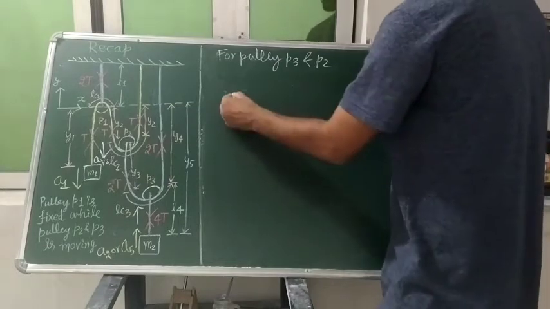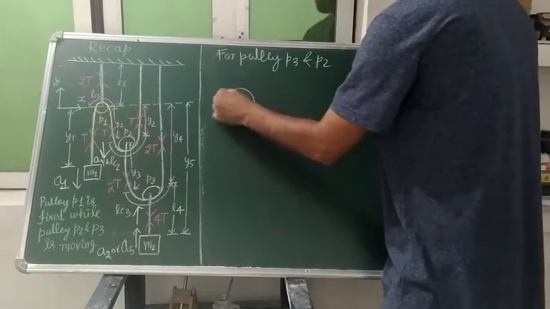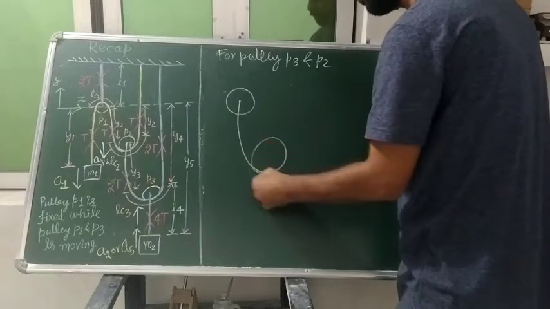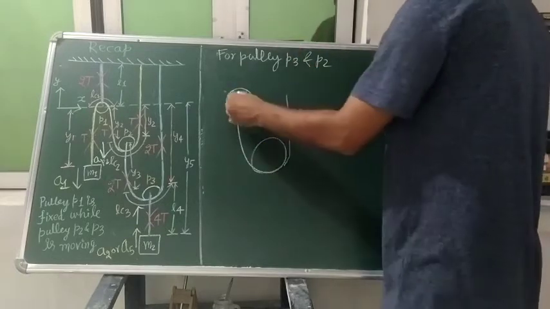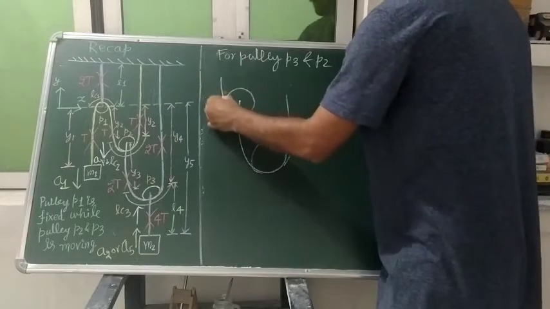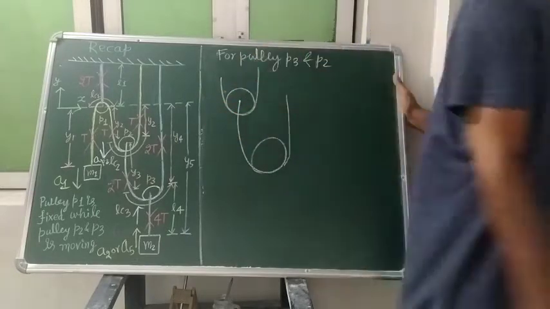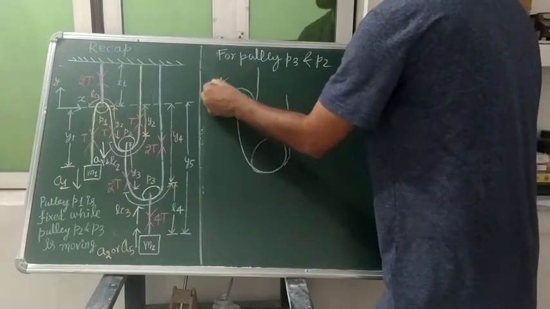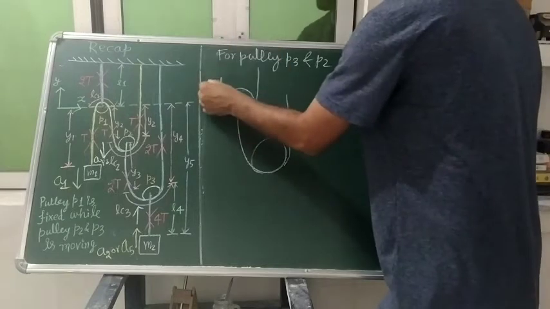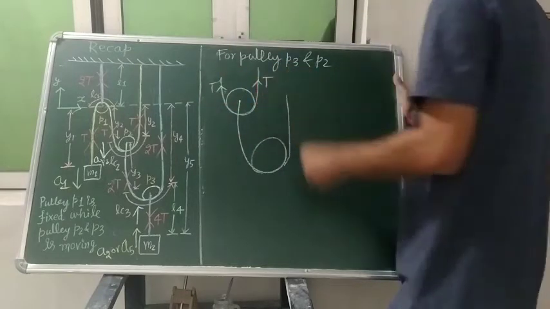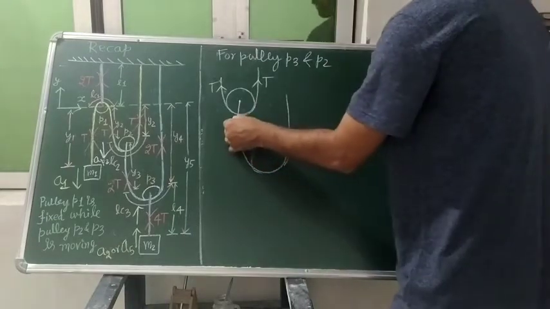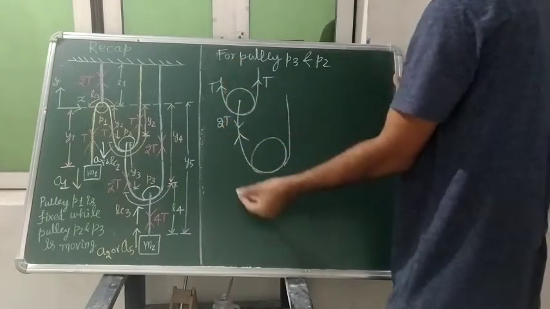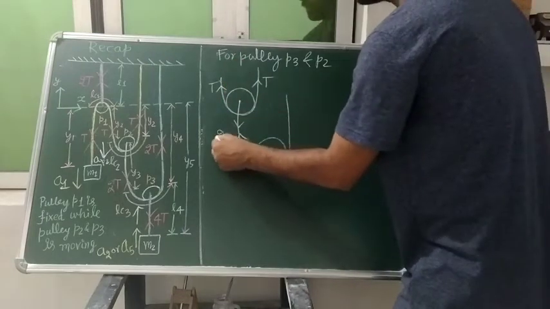So of course students, pulley P2 is here, and from this pulley P3 is present, and the string goes like this. Here this string is something like this. Okay, so tension T is acting for this. Now I have got this string, so T will act upside. And this 2T is going to act downside. 2T will act in the downside.